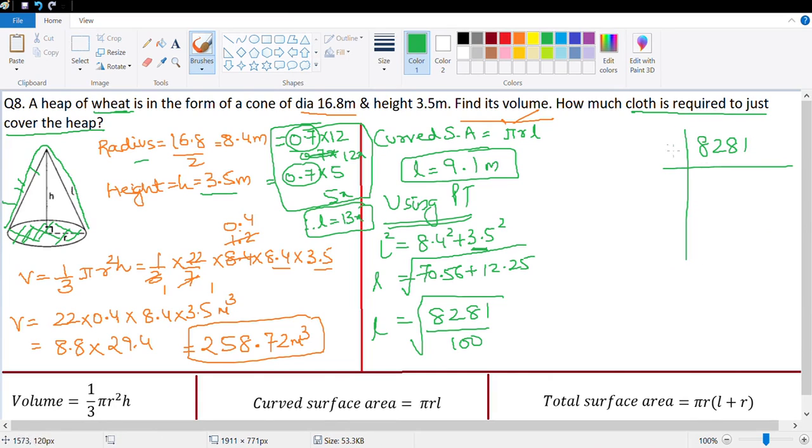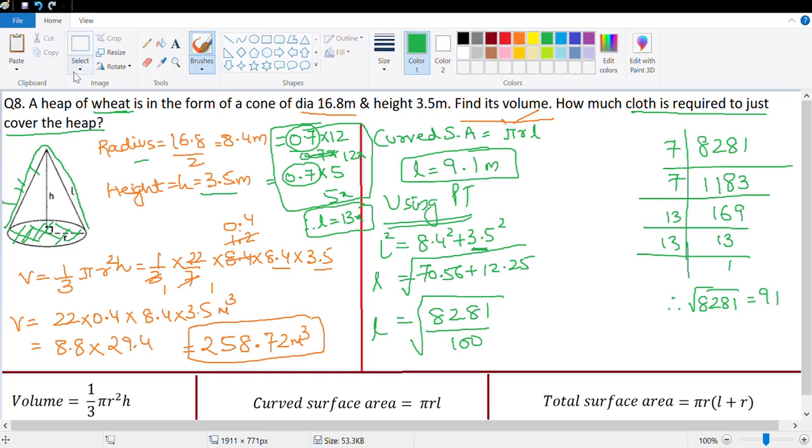Let's divide. Divisible by 7. 7 ones are 7. That's 12. 7 ones are 7. That's 58. That's 7 eights are 56. That's 21. That's 7 into 3. Next 7 again. 7 sixes are 42. And that's 63. So that's 7 nines are 63. Let me just check if I have done a mistake. So this is not divisible by 3. That's the mistake that I'm doing. I know 169 is 13 square. So this would be 13 square. Therefore square root of 8281 is equal to 91.